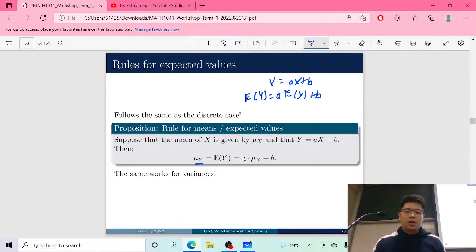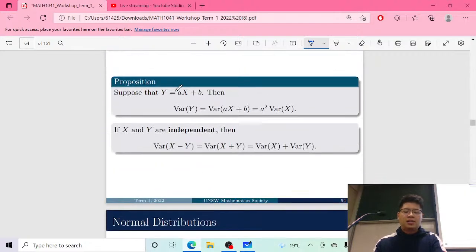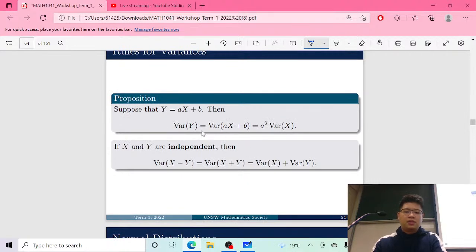So mu_Y equals a times mu_X plus b. And the same case holds for variances right here. So if Y and X are random variables, then the variance of Y equals a squared times the variance of X, given that Y equals aX plus b. And if X and Y are independent, then the variance of the sum is just the sum of the individual variances. Okay? Make sense?